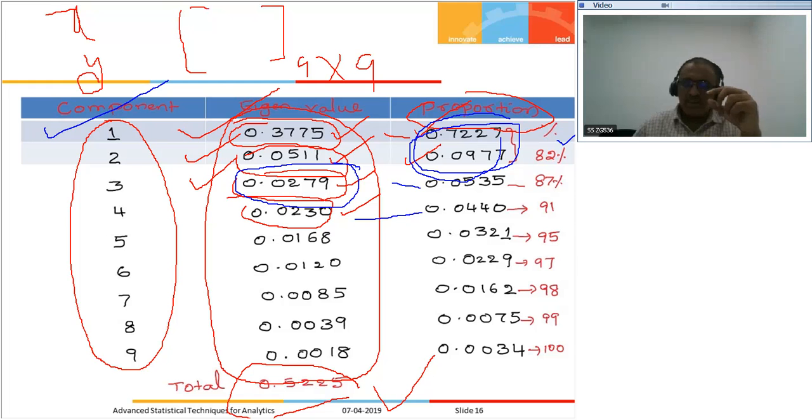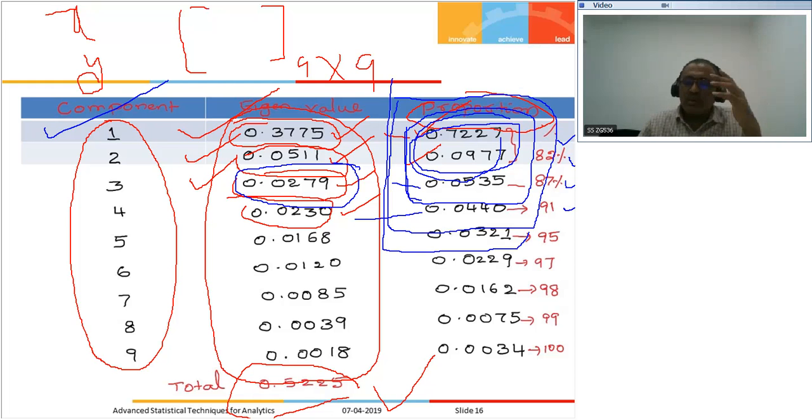I hope that is clear. The first one is 72%. This is cumulative actually: first and second together contribute 82%. Now first, second, and third combined give 87%. If I consider 1, 2, 3, 4, the contribution is 91%. Up to 5 it is 95%, like this. Now you have to take a call. I hope I am clear about what I have been telling.